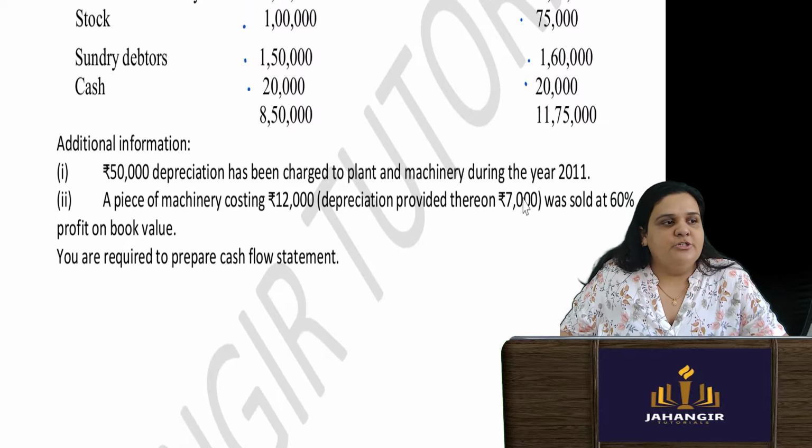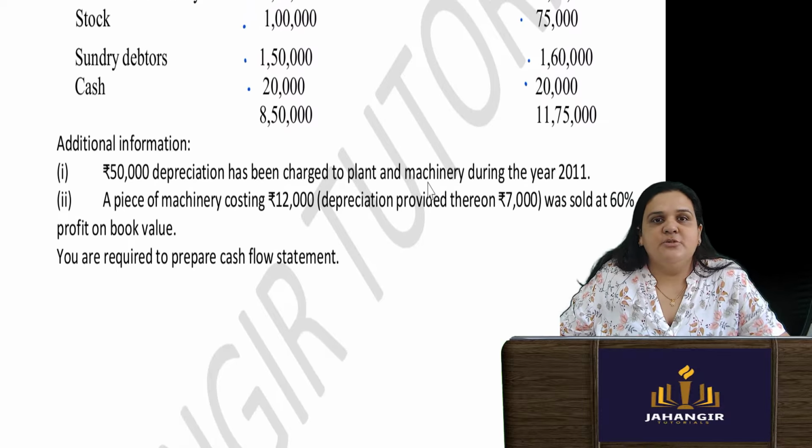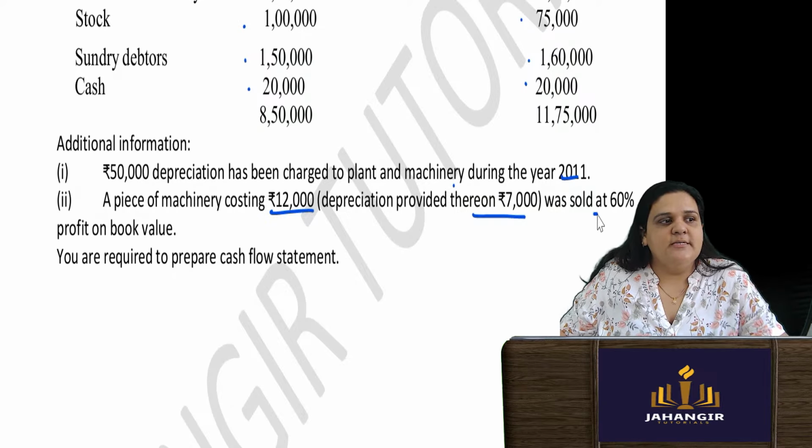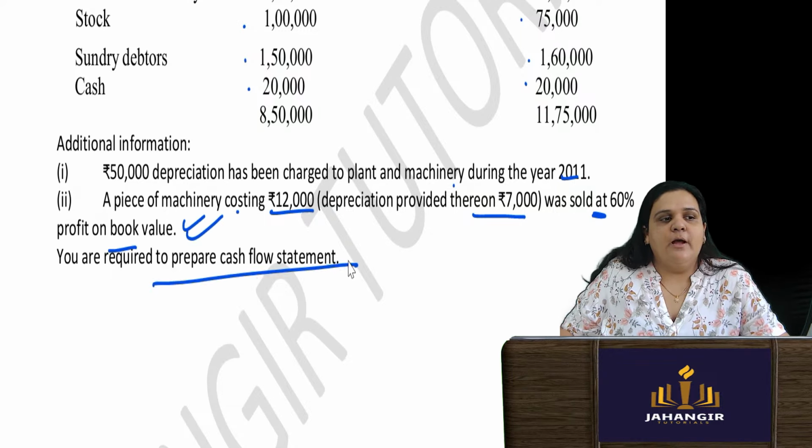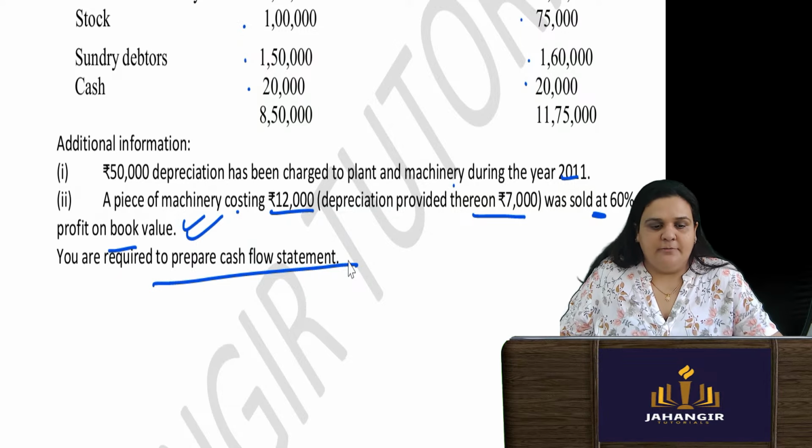Additional information: 50,000 depreciation was charged to plant and machinery in the year 2011. A piece of machinery costing 12,000, depreciation provided thereon was 7,000, was sold at 60% profit on the book value. You are required to prepare the cash flow statement.